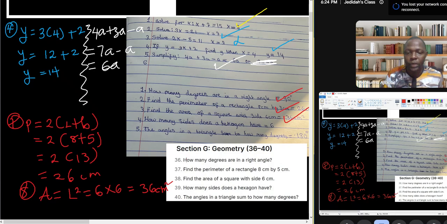How many sides does a hexagon have? It has 6 sides. That's correct. Then the angles in a triangle sum up to how many degrees? That's what it is. So you got 9 out of 10. That's a very good job.